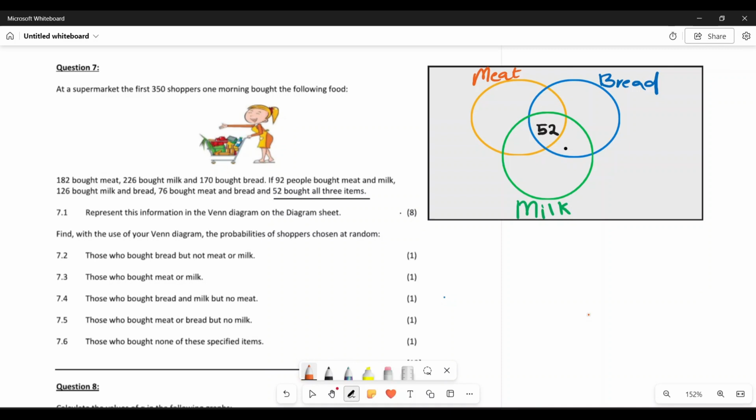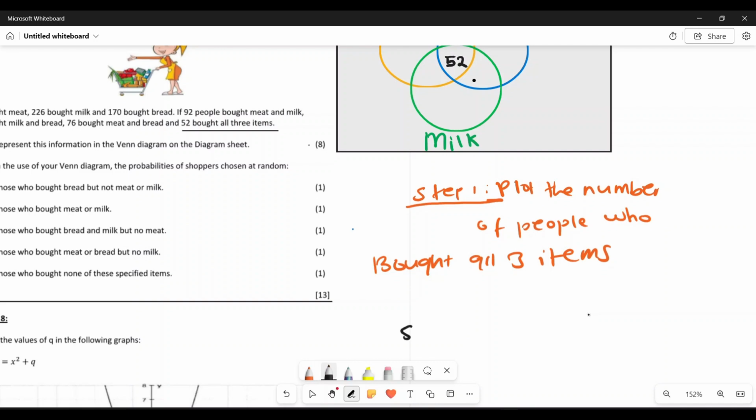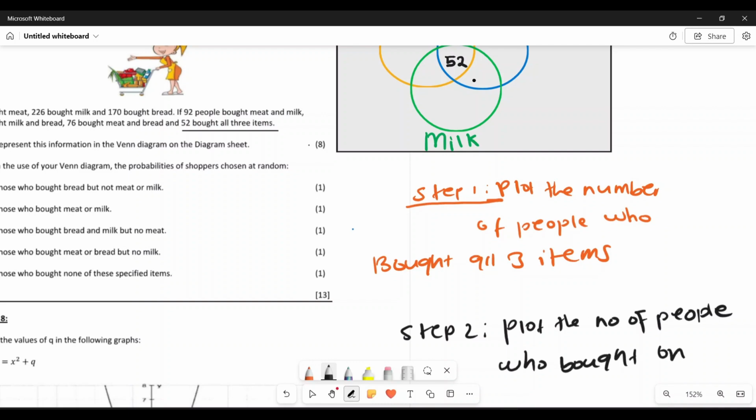Now, what is the next step? Step one, you first plot the number of people who bought all three items. Now, what is the second step? Step two, you plot the number of people who bought only two items.